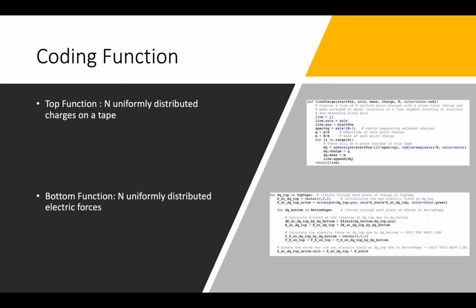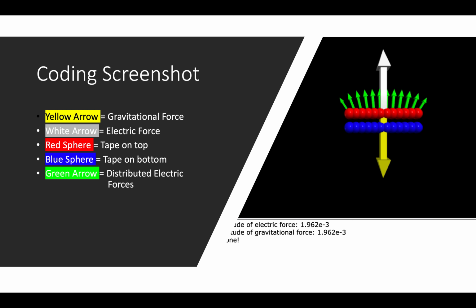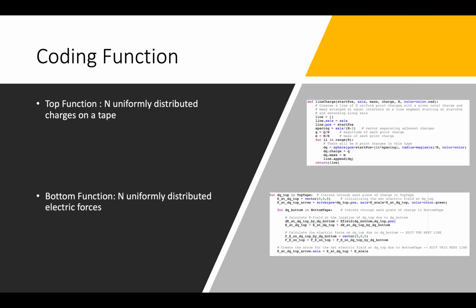And these are the two main GlowScript functions we need to focus on. Number 1, the line charge function is creating the n uniformly distributed charges on a tape. And then the second function is representing the n uniformly distributed electric forces, which were referred to as the green arrows.